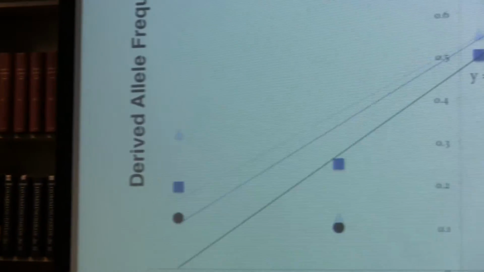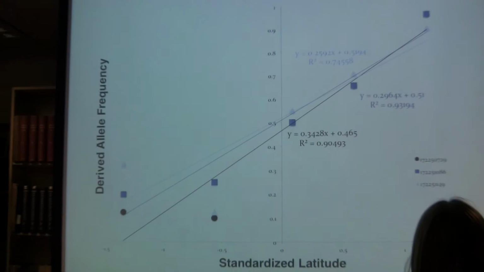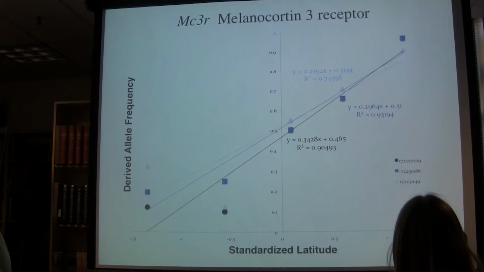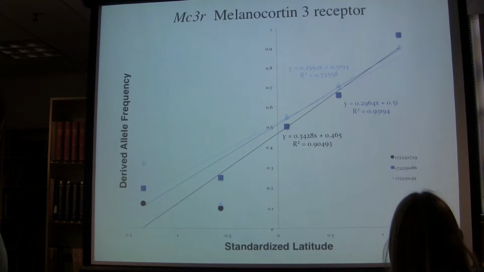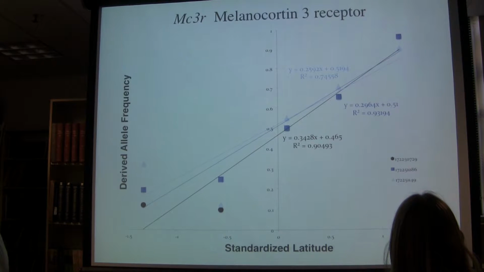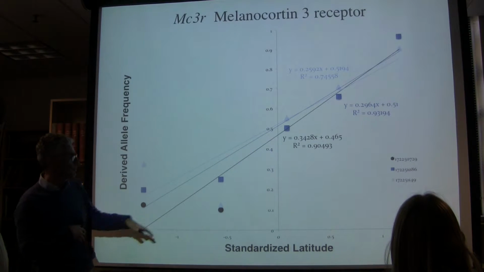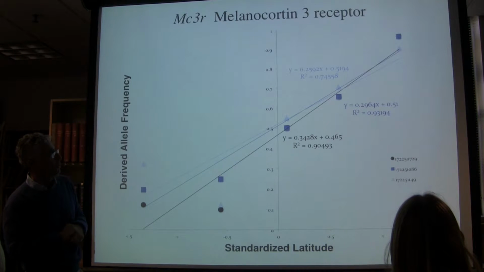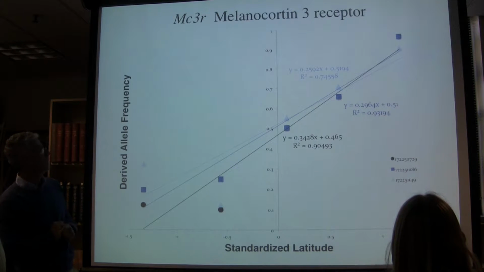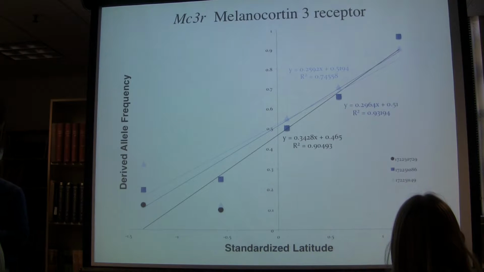Okay, well I'm getting close to the end here. Here's an example of the kind of genes that stand out. So this is a melanocortin-3 receptor, at which we see no non-synonymous sites, but we see many SNPs that show this strong correlation with latitude.